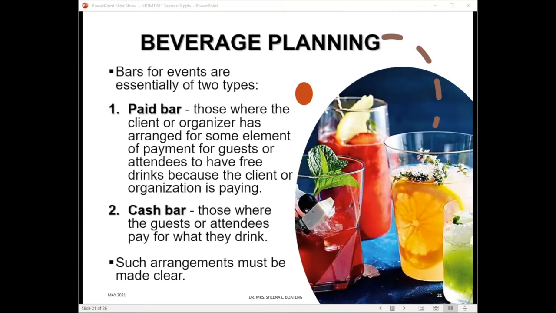So event professionals must learn that these are all options that are available that they can suggest to their clients. But they should bear in mind that whatever decision they arrive at should be communicated to the guests in advance, so that it's not like they were ambushed and then they just showed up at the event and were told they have to pay for their drinks. That would be unfair. So if they have to pay for their drinks, you need to tell them in advance, so that they can prepare themselves adequately before they come for the event.